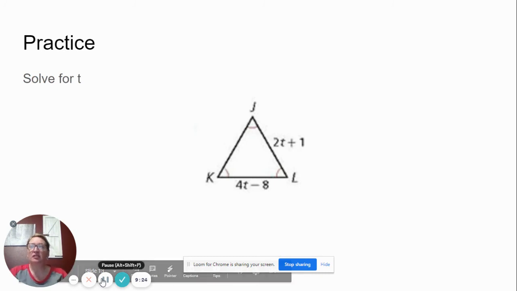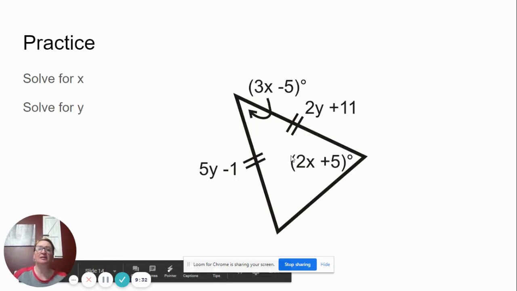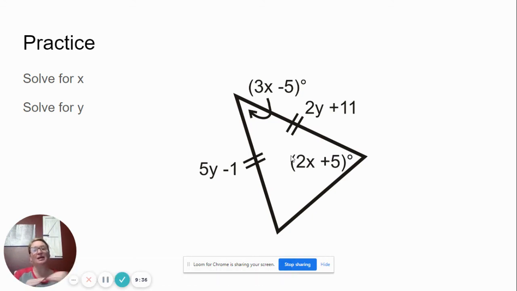Okay, so hopefully, again, you didn't panic because you ended up with a decimal, okay? So last practice. And this one, you're going to have to do some work with sides and with angles. So the first thing for y is going to be your sides, and x is going to be dealing with your angles. So set them up in two separate equations and solve.